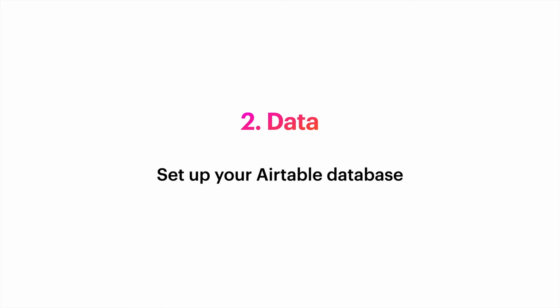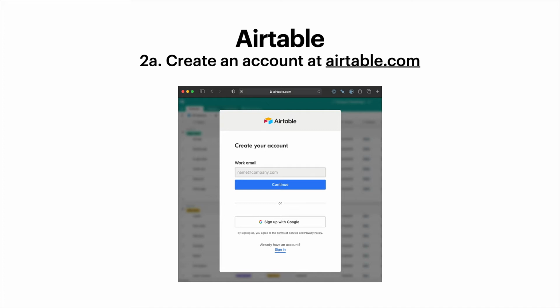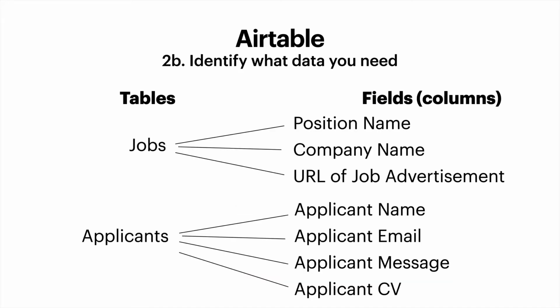Once you have your idea, the next step is to set up your Airtable database. If you don't already have one, create an Airtable account. Then identify the data you need. I find it's easiest to do this on a piece of paper first. First, think about the major types of data you're going to be handling. Another way of thinking about this is identifying the things you'll be dealing with. So for a job board, the main things involved could be jobs advertised and applicants for those jobs. Each of these will be a table in Airtable.